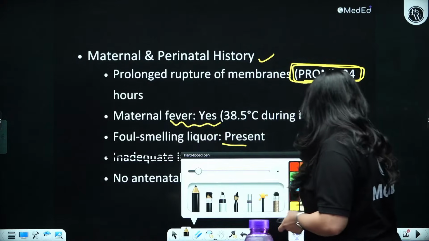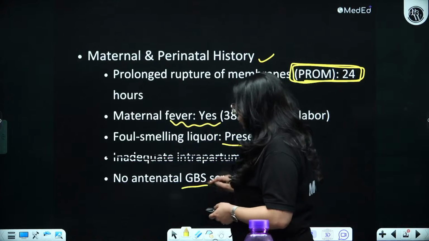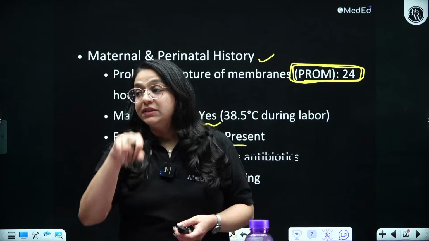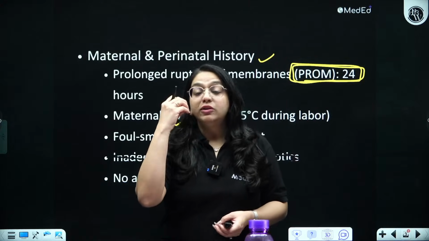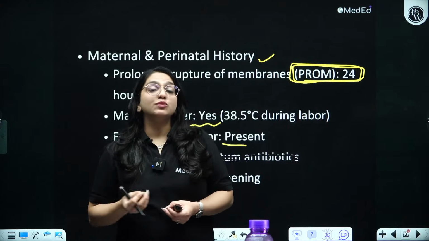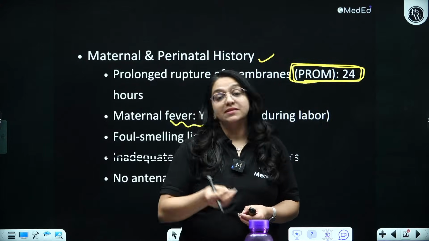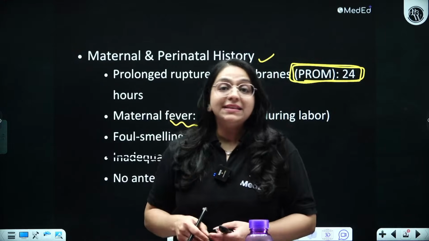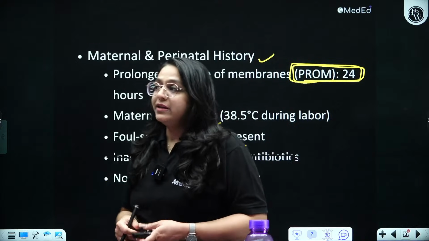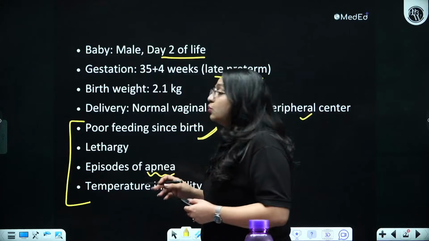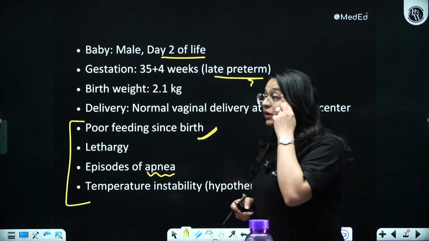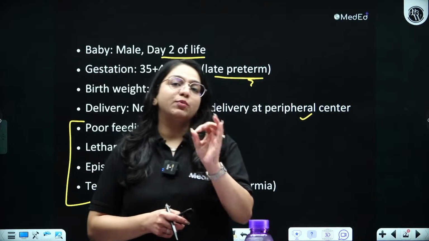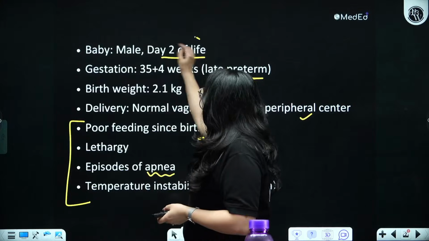And no antenatal GBS screening also, because we all know that group B streptococcus is what resides in the birth canal of the mothers, right? It is a part of the vaginal flora. That is why it becomes the most important cause of neonatal sepsis worldwide. So the most common cause worldwide is group B streptococcus, okay, GBS. So all of this is pointing towards a neonatal sepsis kind of situation. At least a neonatal infection, this is pointing me towards, because it's a day 2 old baby.